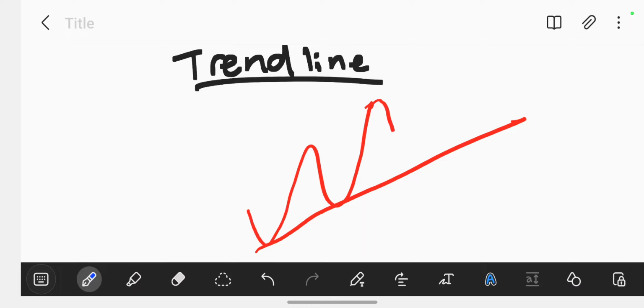And then if the price does this and then does that, I can't do this. I can't join this and say this is my new trend line. Why? Because we don't yet have a higher high. So those are the things that you need to keep in mind. Just because I don't have the higher high, it means I don't have a trend line.